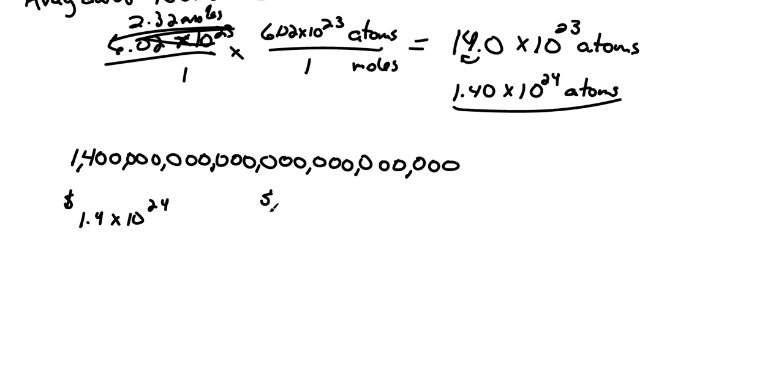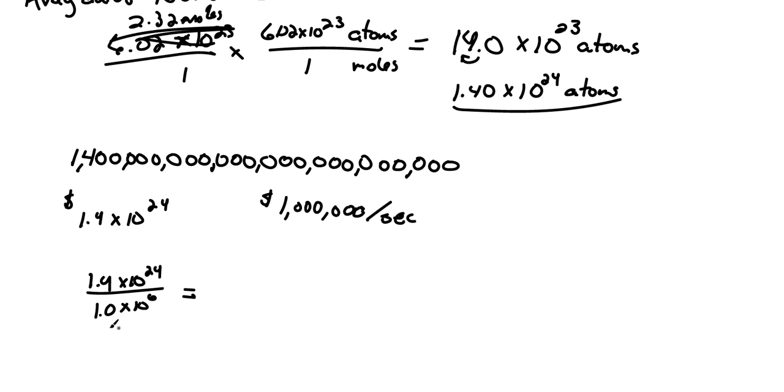And then imagine that you could spend $1 million per second. How long would it take you to spend 1.4 times 10 to the 24th dollars if you spent 1 million per second? Okay, so first thing to do is take this 1.4 times 10 to the 24th and divide it by our 1 million. So we'll do 1.0 times 10 to the 6th. And that'll give us how many seconds it would take.